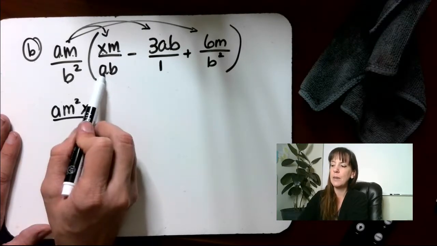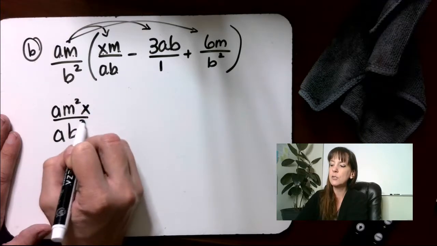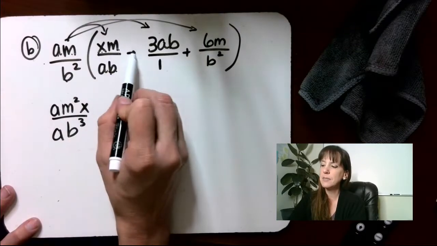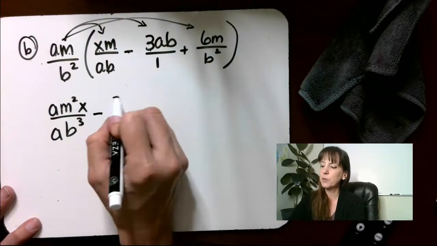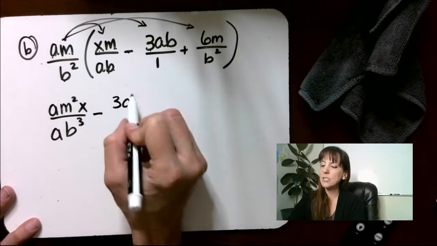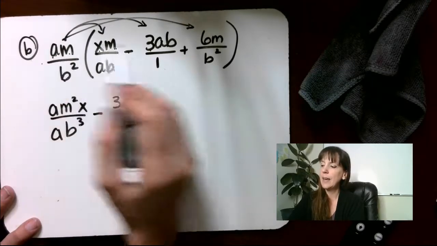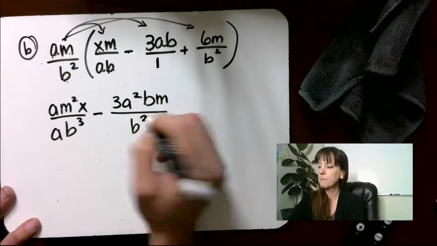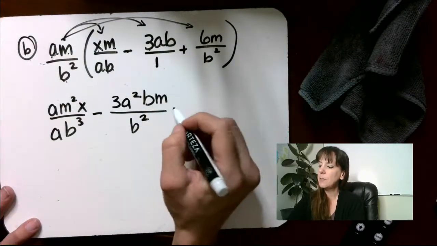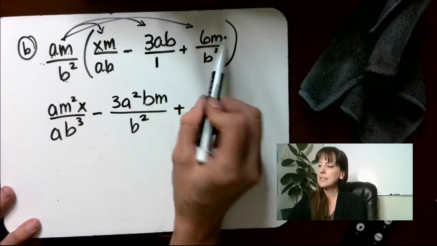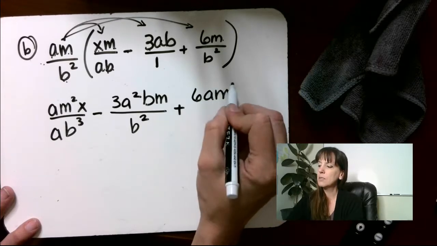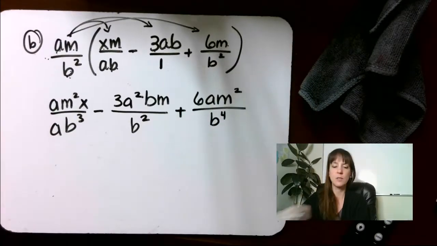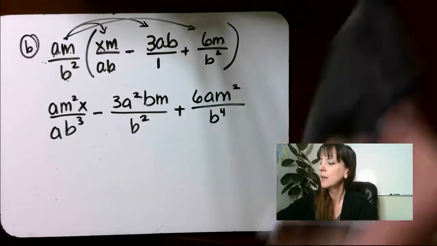Downstairs, I get AB, B squared, so I'm gonna have A and B to the 3rd, because B squared times B, minus, this is a positive times a negative is a negative. Upstairs, I'm gonna have 3 AA gives me A squared, B, and then M. Downstairs, B squared times 1 gives me B squared. Now, positive times a positive is a positive. AM and 6M gives me 6AM squared over B squared times B squared gives me B to the 4th. So this is your whole answer right there, right? All right, that was B.